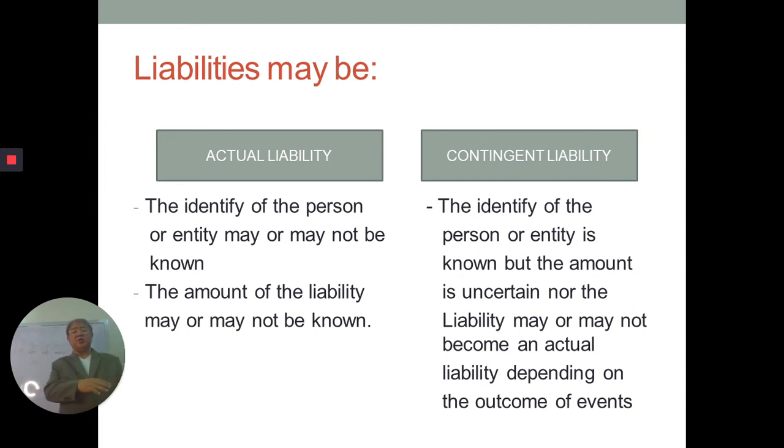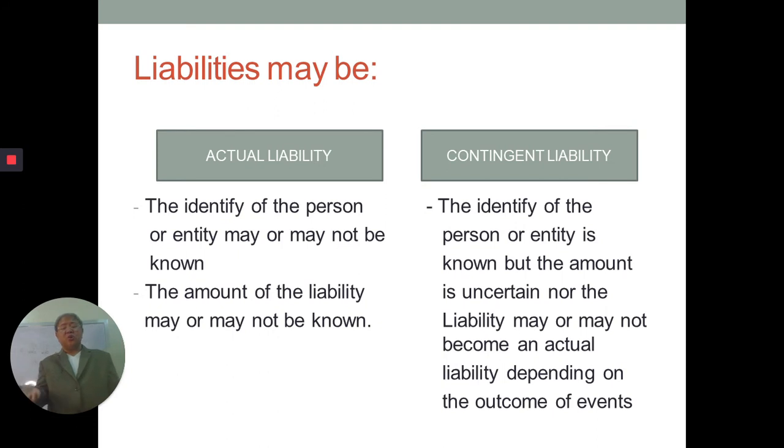So it can become a liability, or it might not. It all depends on the happening of the event where the liability is anchored. Okay? So when you speak of actual liability, as we said, the identity of the person may or may not be known. So if the identity of the person is known, then the amount of obligation is also known.